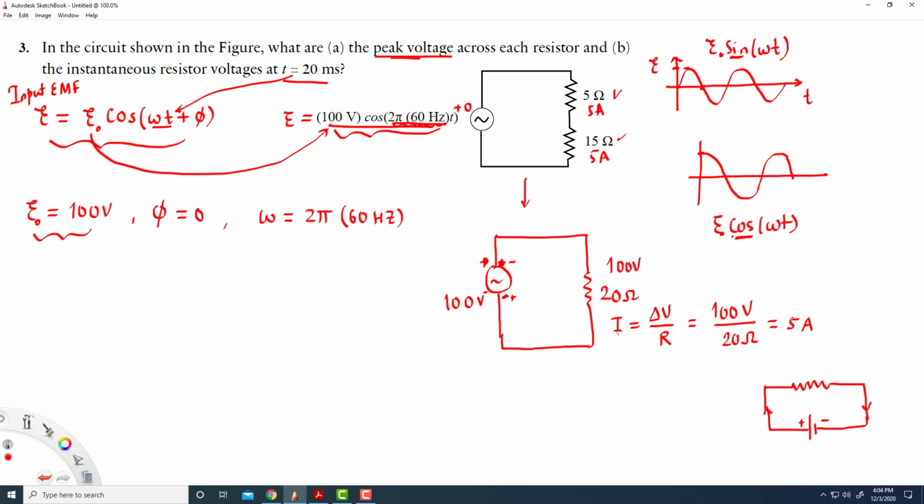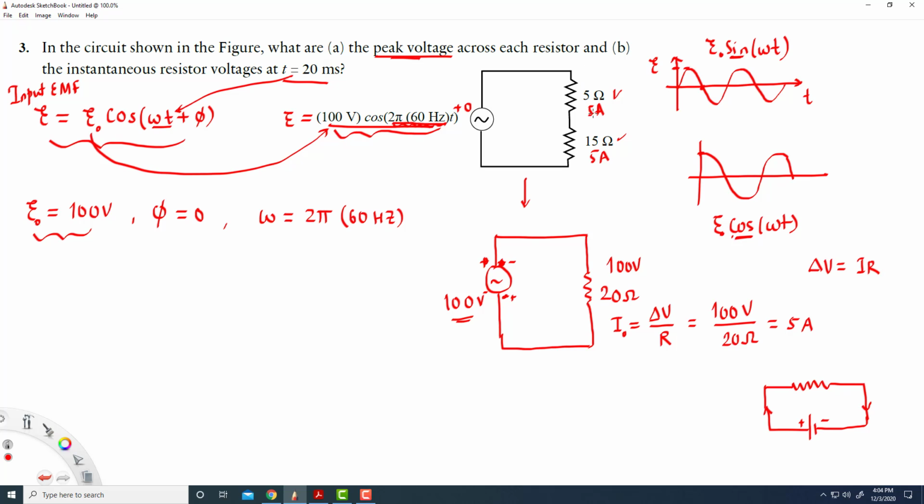and this current is also called peak current or maximum current, because this is the current that we got from peak voltage. So this is also the peak current. We can just write I naught there. So now we want to find the peak voltage, and we know again from Ohm's law, delta V is equal to IR. So to find delta V here, or peak voltage, we just multiply I and R.